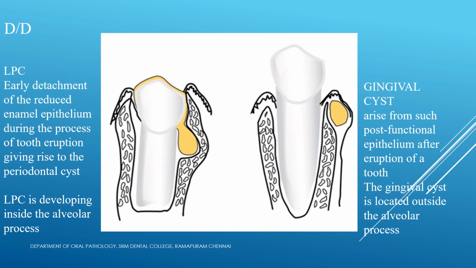Now let's see about the differential diagnosis. Lateral periodontal cyst has to be differentially diagnosed from the gingival cyst. Usually the lateral periodontal cyst seems to arise from the early detachment of reduced enamel epithelium during the process of tooth eruption, while the gingival cyst arises from the post-functional epithelium after the eruption of the tooth. Then the lateral periodontal cyst develops inside the alveolar bone, while the gingival cyst is located outside the alveolar process. This helps to differentiate between the lateral periodontal cyst and gingival cyst.